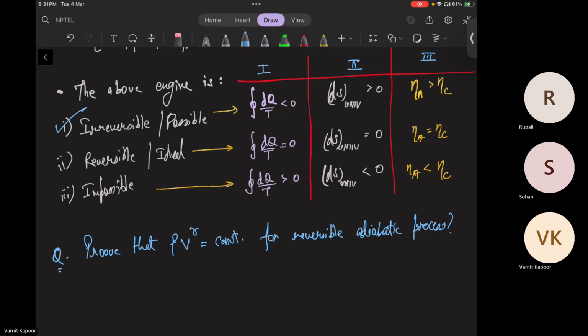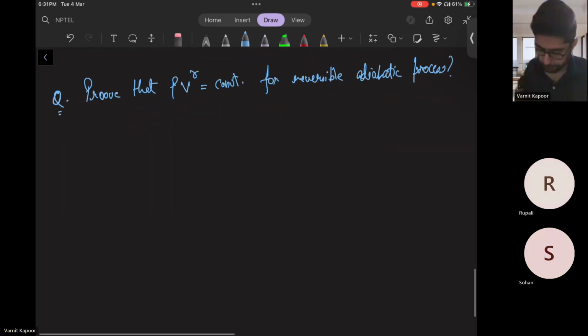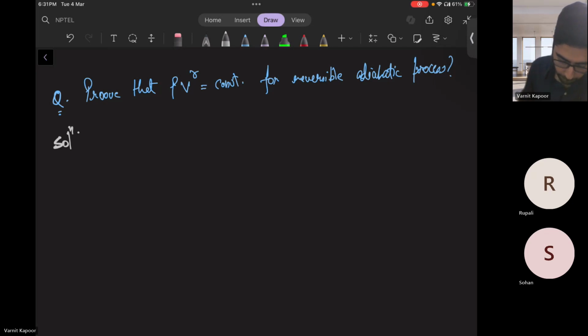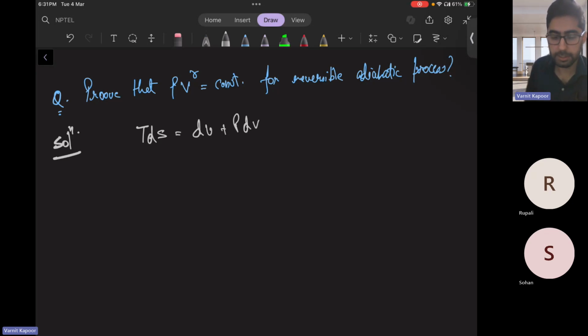Okay, let's discuss now. Pretty simple. We have already discussed this question. From the TdS equation, we know that TdS is dU plus PdV. We know this equation very well. So it said that the process is reversible adiabatic, so that means it's an isentropic process. So for that, entropy dS is 0.